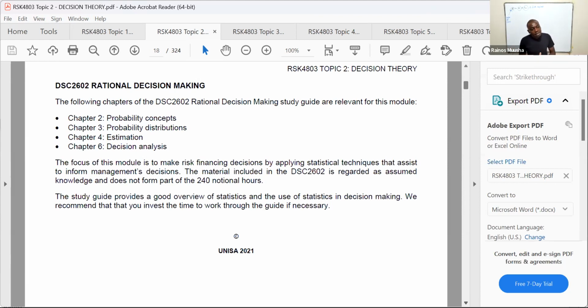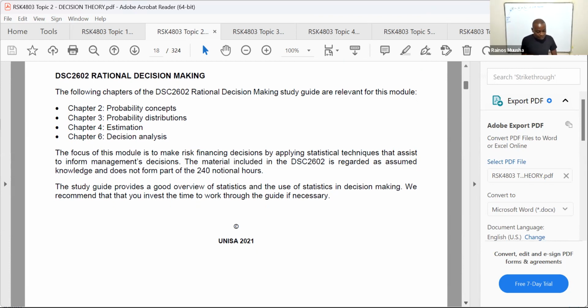Then there is also a section from study unit 7 which looks at material from DSC 2602. DSC 2602 is a second-year module which looks at rational decision-making. In the chapters of the textbook that they refer you to, they give you chapters which look at probability concepts, probability distributions, estimations, and decision analysis as well.